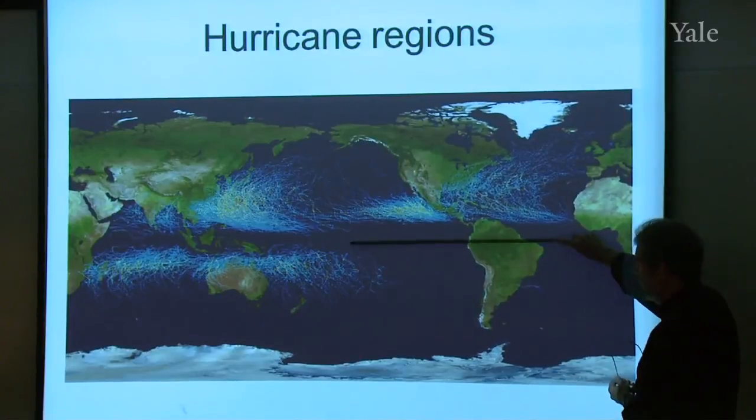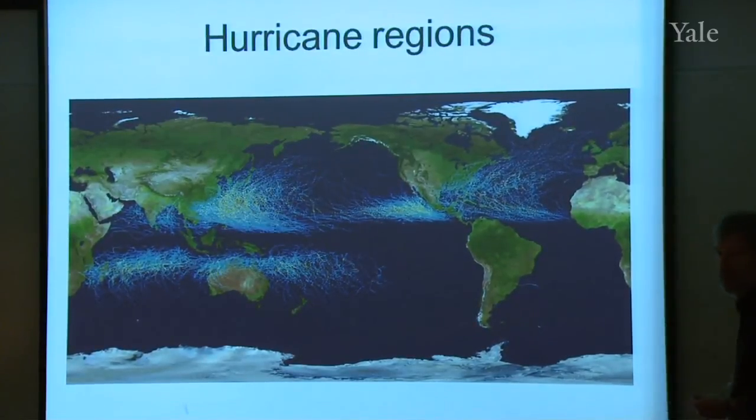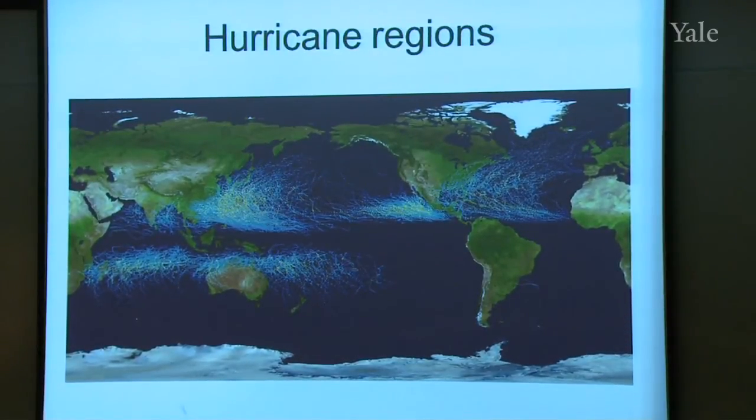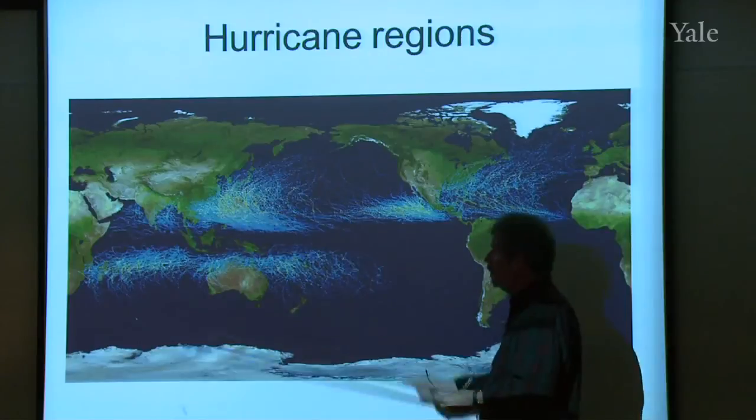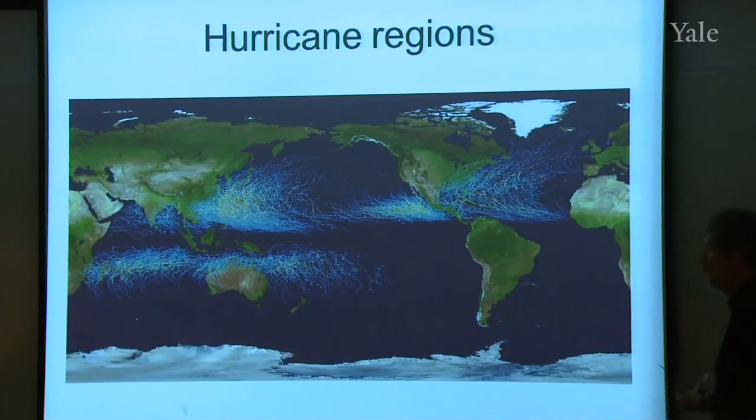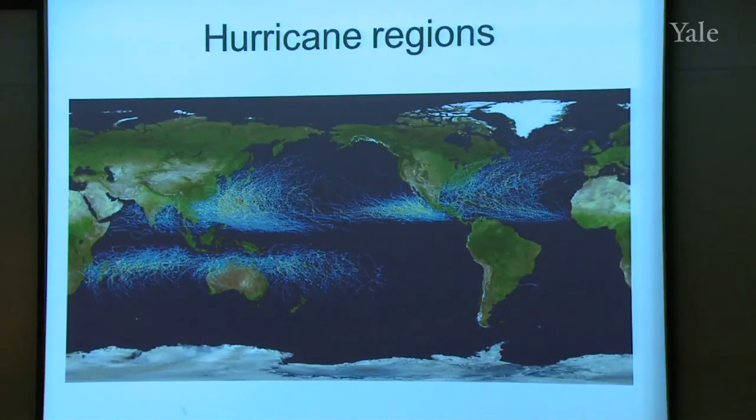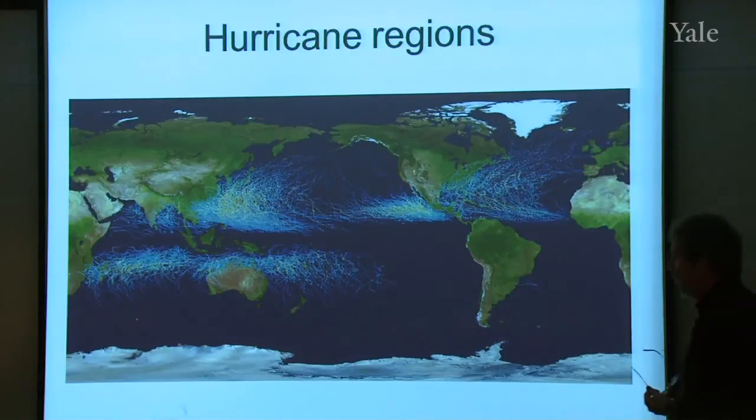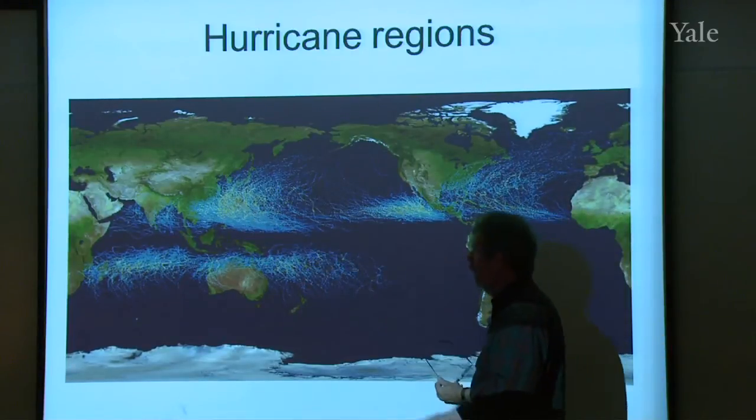Notice, right at the equator, no hurricanes. Plenty of warm water, but no Coriolis force, so no hurricanes. The western tropical North Pacific is a hotbed, the world's biggest hotbed of hurricanes.